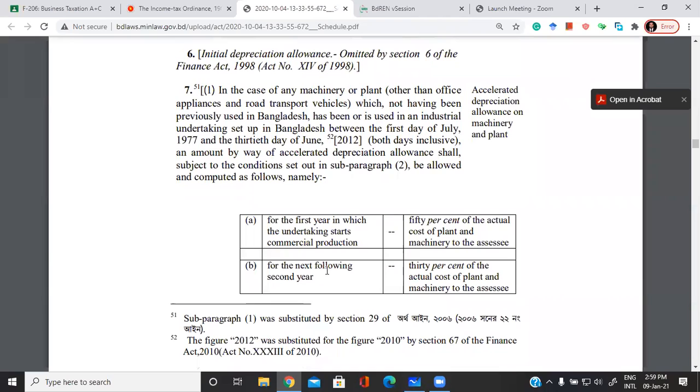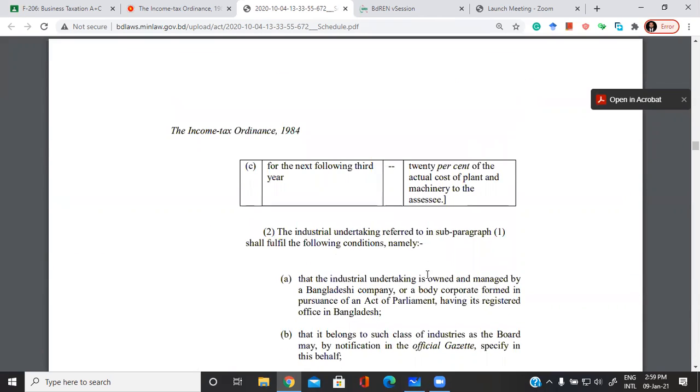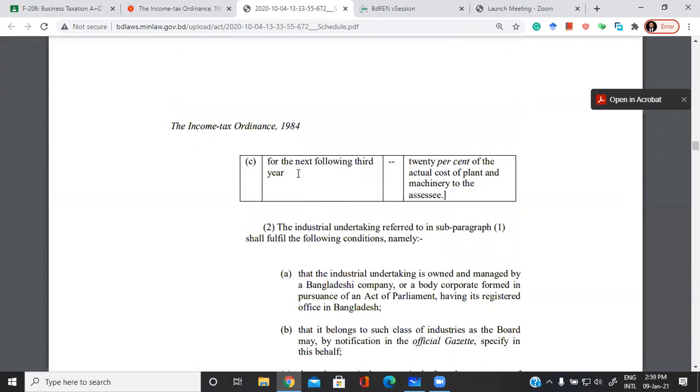And for the following second year, you can allocate how much depreciation? 30% of the actual cost of plant and machinery to the SSC. And for the following third year, you can allocate 20% of the actual cost of the plant and machinery to the SSC. So you may practice differently for financial reporting standards.